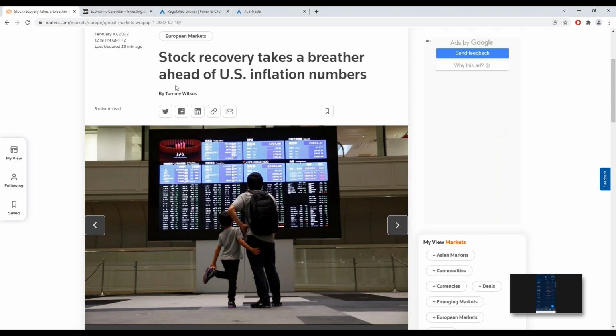So if we look at the fundamentals, we see the headlines we're looking at here: stock recovery takes a breather ahead of U.S. inflation numbers. So the stock recovery, meaning stocks have been rising. There's been some optimism after all the fear about hyperinflation and everything. And stocks have been climbing the past days, and the indices, and oil for that matter, based on large economic demand with strong economies going on around the world.